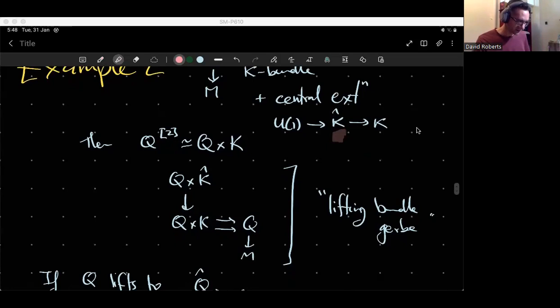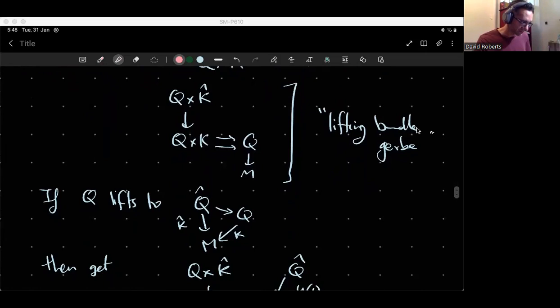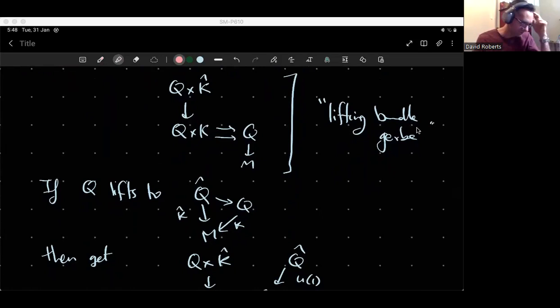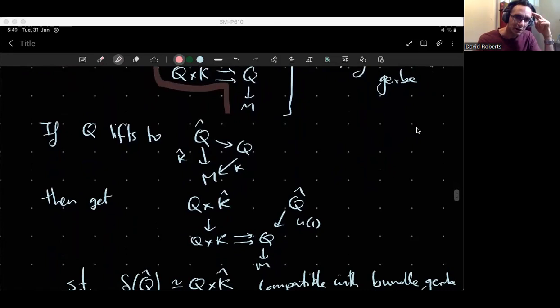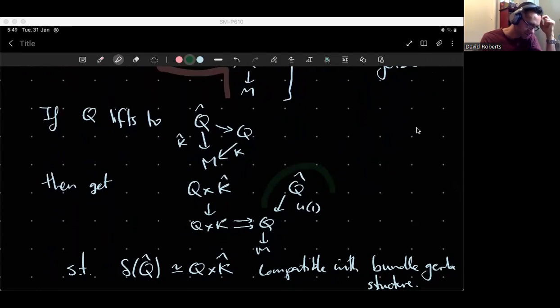One thing I want to point out is that this staircase structure here, we're going to see this type of thing a lot. It just organizes the spaces involved. So if the bundle Q lifts to a K hat bundle, then the bundle gerbe inherits a bit of extra structure. You've got this extra U(1) bundle here, which has some nice properties.